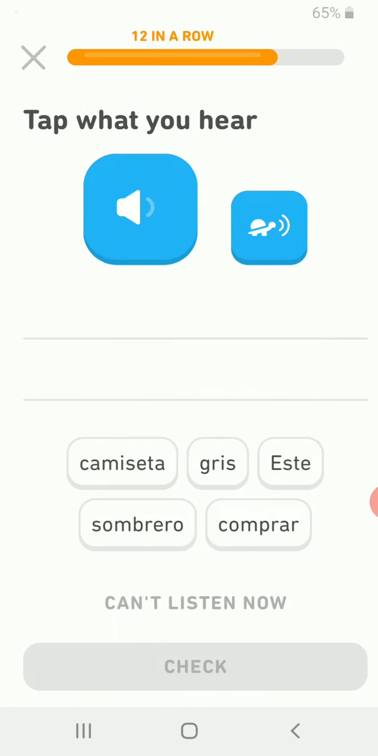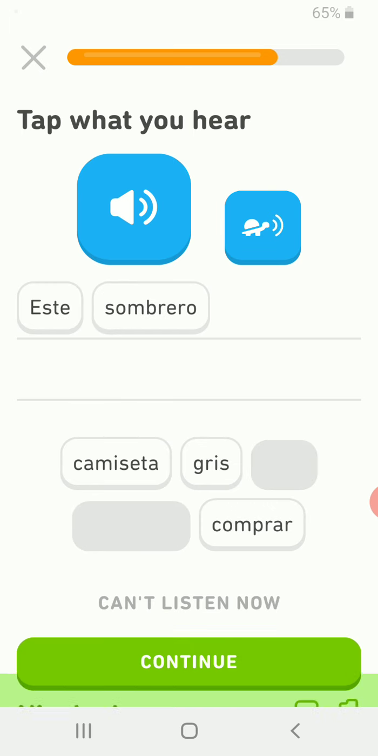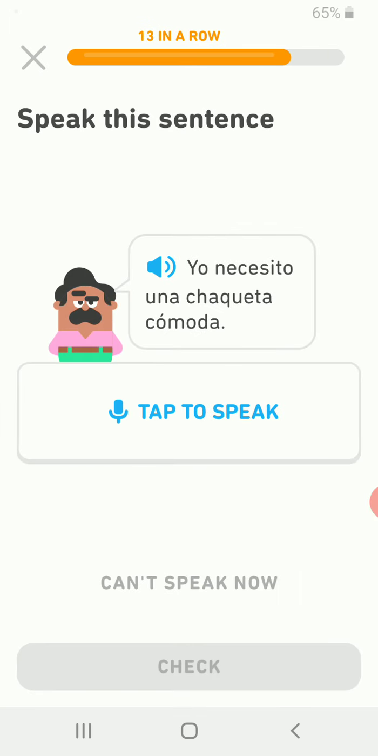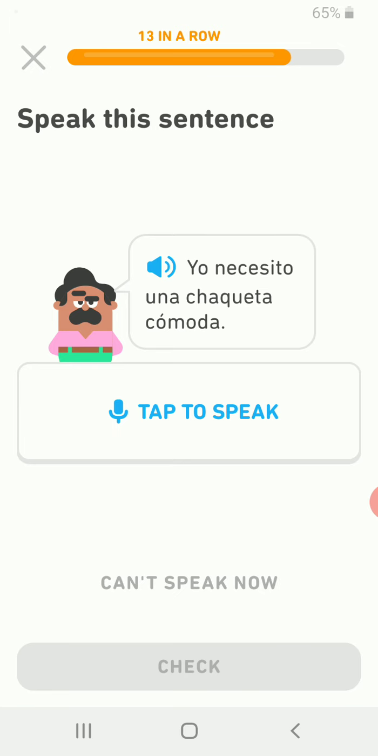There was a bug for a moment. Sombrero. Este sombrero. So this hat. Yo necesito una chaqueta cómoda. So I need a comfortable jacket. It's not working well, so I'll try again.